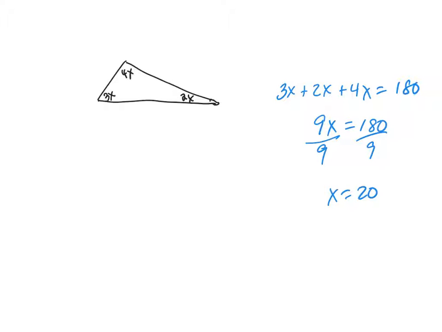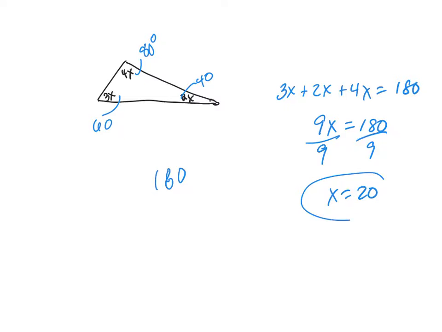Well, now let me put the 20 in. What's 4 times 20? 80. Very good. 2 times 20? 40. And 3 times 20? 60. 60 plus 80 plus 40 add up to? 180. So we're good. So they might ask you for x.